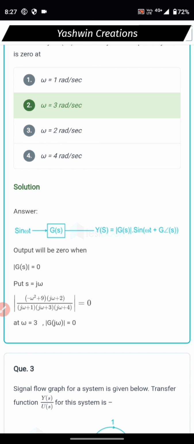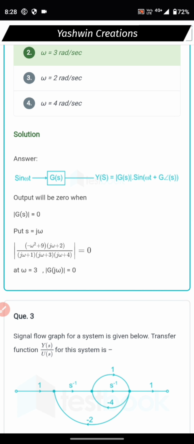If we substitute s is equal to j omega, then you'll get the equation: (minus omega squared plus 9)(j omega plus 2) divided by (j omega plus 1)(j omega plus 3)(j omega plus 4). If we substitute omega is equal to 1, you'll get some value. If we substitute omega is equal to 2, you need to calculate. If you substitute omega is equal to 4 also, you will not get equal to 0.